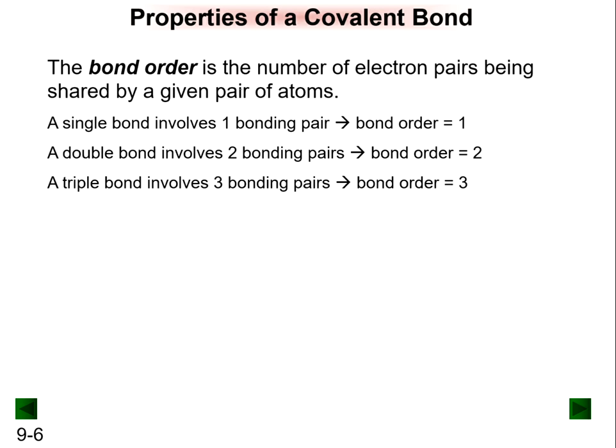Bond order is the number of electron pairs being shared by a given pair of atoms. A single bond involves one bonding pair. That would have a bond order of 1. So if we have 2 electrons between 2 nuclei, the 2 electrons pair together, and that pair is called a single bond. There are cases where we'll have 4 electrons between 2 nuclei, and those will gather together in 2 bonding pairs to form 2 bonds, or what we call a double bond, and that has a bond order of 2. When we have 6 electrons involved in bonding, they would form up into 3 bonding pairs. That's a triple bond, and a triple bond has a bond order of 3.